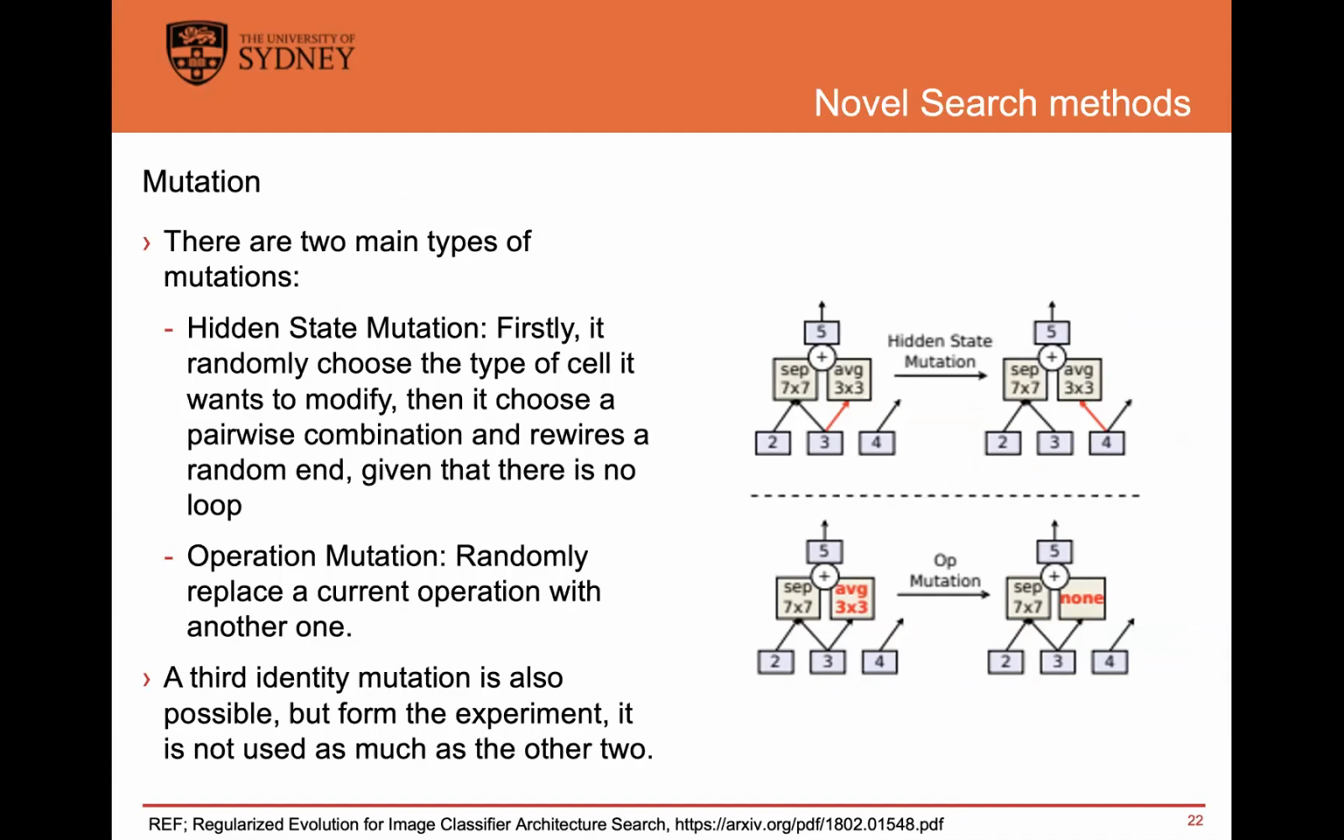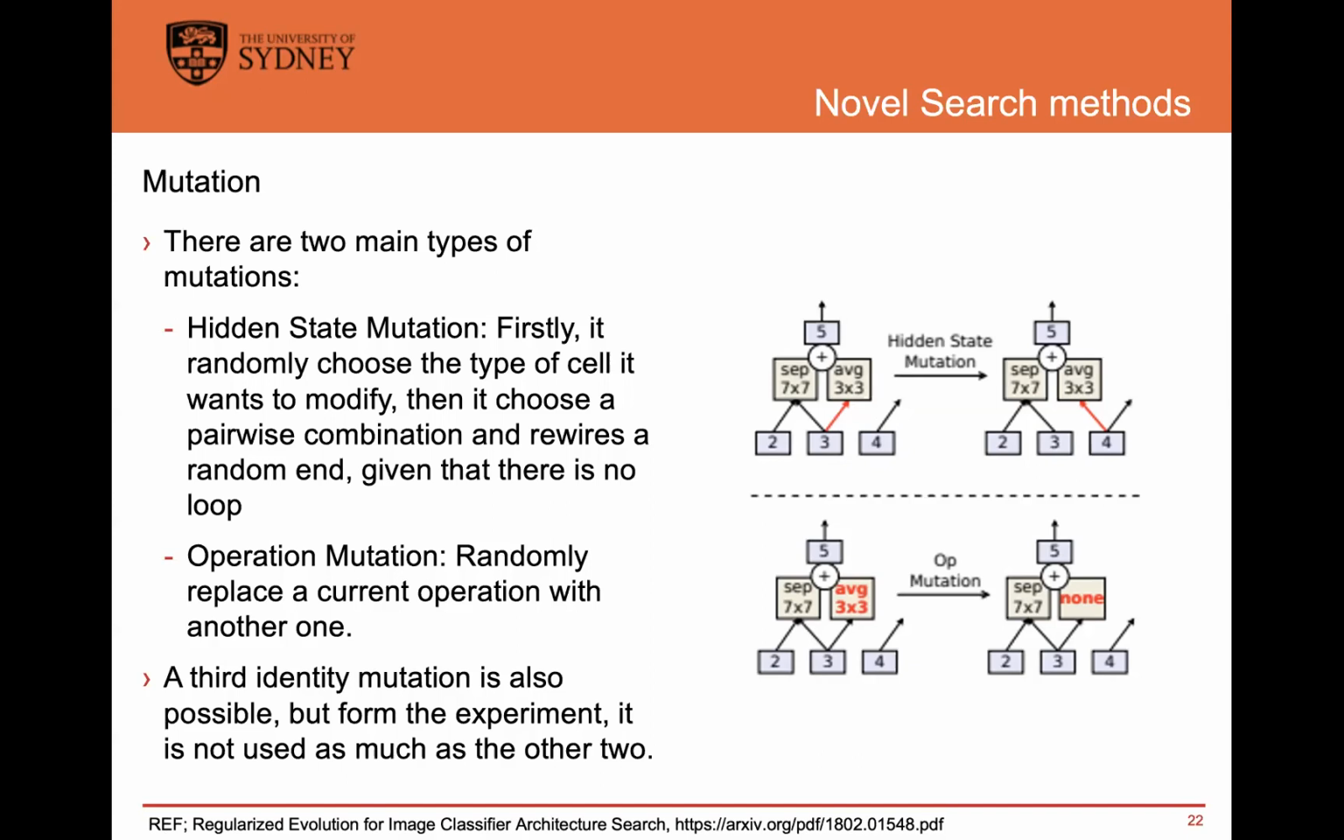Essentially what it does is it rewires the connection between each hidden layer. So for example, here you have hidden state 3 originally going to the 7x7 and 3x3 average pooling. And then you remove this connection entirely and rewire it to the 4th hidden state. So that's what they mean by hidden state. You don't change the operations at all. All you do is change the order that hidden states go into the operations.